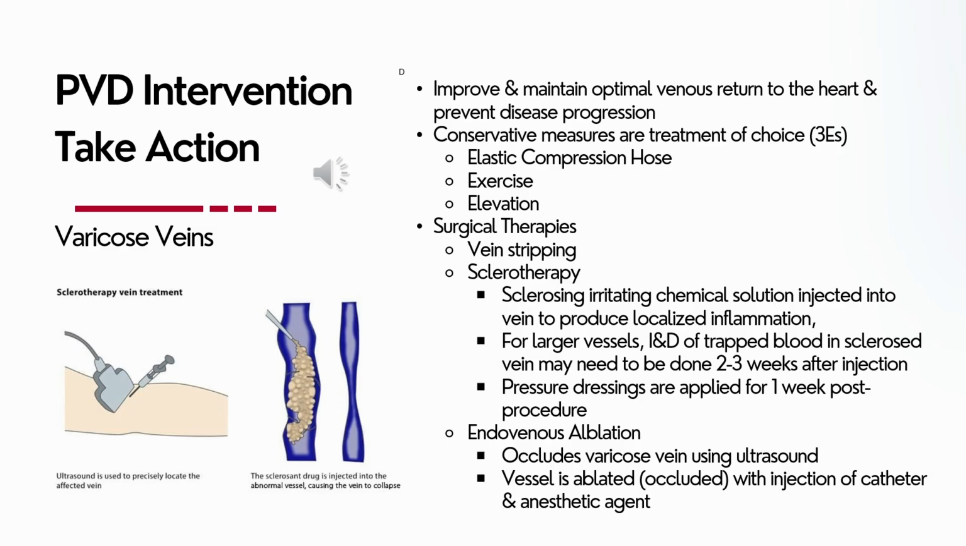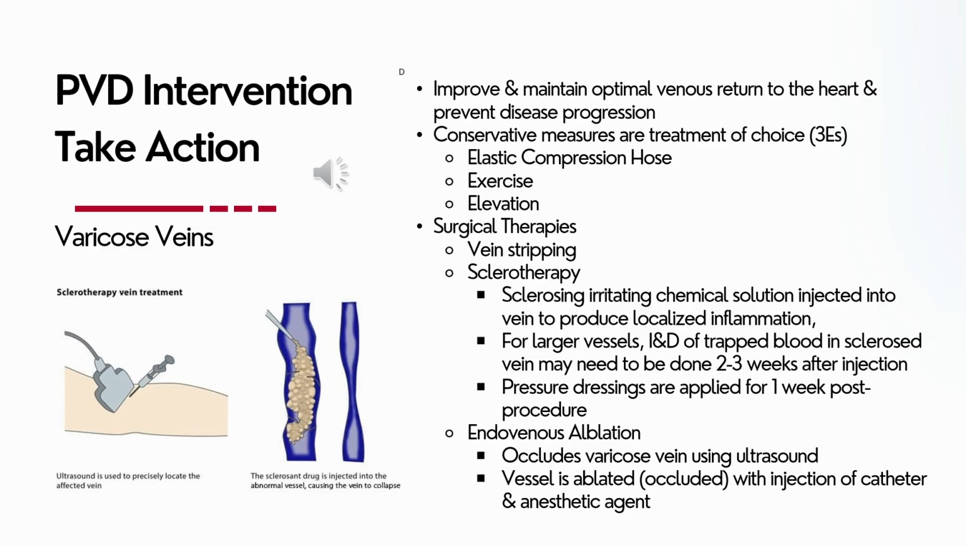Exercise, that second E, is essential to promote circulation, but it's important to avoid high impact activities like horseback riding or running. Instead, we want to encourage daily walking and ankle flexion exercises while sitting. Elevating the legs as much as possible is also very beneficial as gravity helps to prevent that venous reflux.